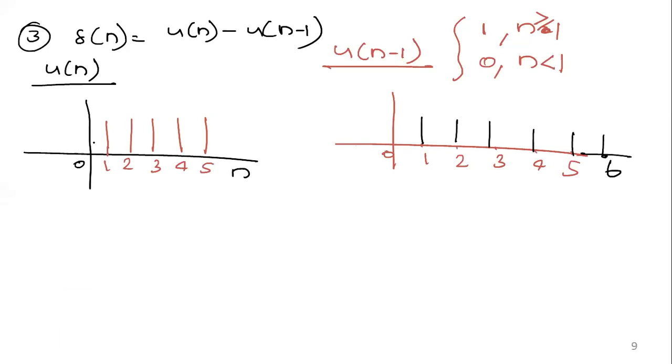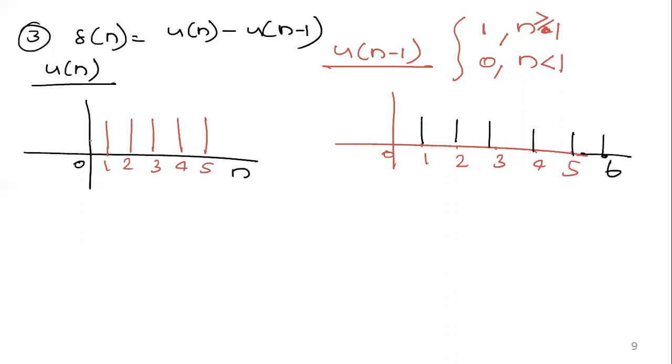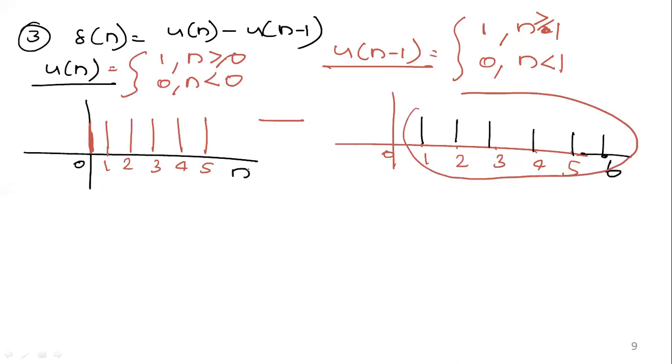Here, it was initially starting at u of 0, so this also should be in red color, because it had a value at n equal to 0 itself. So u of n will be equal to 1 for n greater than or equal to 0, and 0 for n less than 0. u of n minus 1 means it will be 1 from here. Now what they are asking is u of n minus u of n minus 1. You might have understood that this much will get cancelled. So what will be the answer?